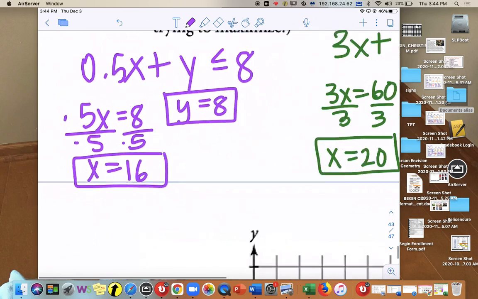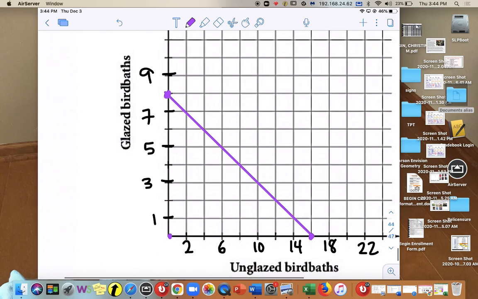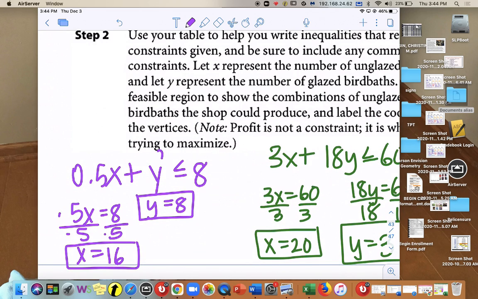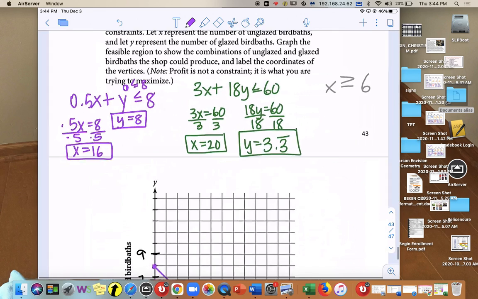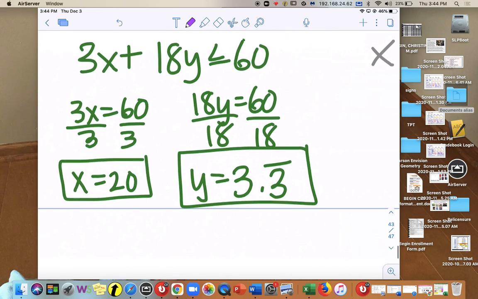So our inequality is less than or equal to 8. I'm guessing we're going to shade below. But let's test this point 0, 0 and just see. Is 0 less than or equal to 8? If I plug in, yes it is. So we're going to go ahead and shade below the line. I'll lightly shade because we know we're going to have 3 inequalities to graph, and we're going to look for the feasible region where it's shaded for all. All right, let's graph the green one.